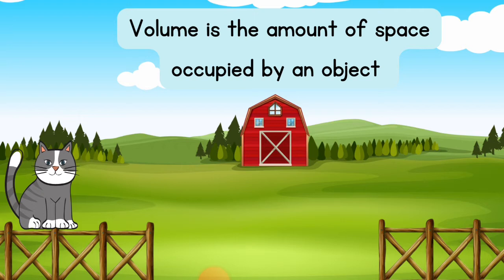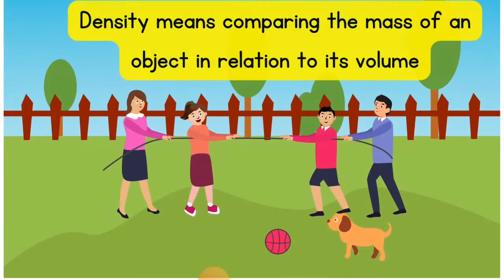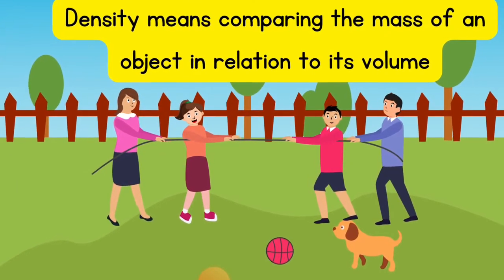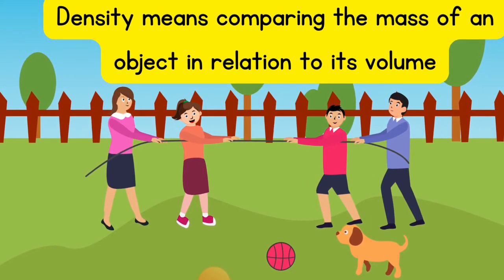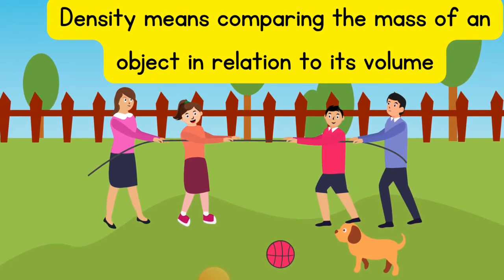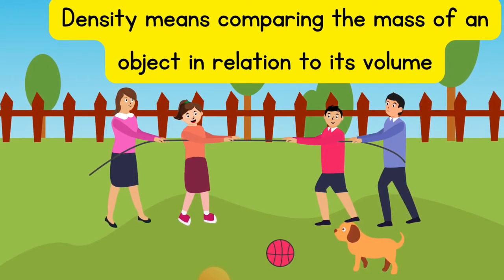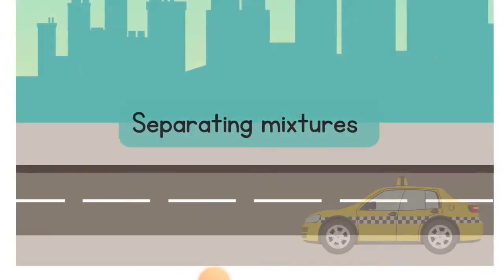So now that you know the meaning of mass and the meaning of volume, I believe you understand better the meaning of density, right? So density means comparing the mass of an object in relation to its volume. That is why you have to divide the mass by its volume. You are comparing the amount of substance in an object to the space that the object occupies. You understand that, right? So that's all about density by way of definition.